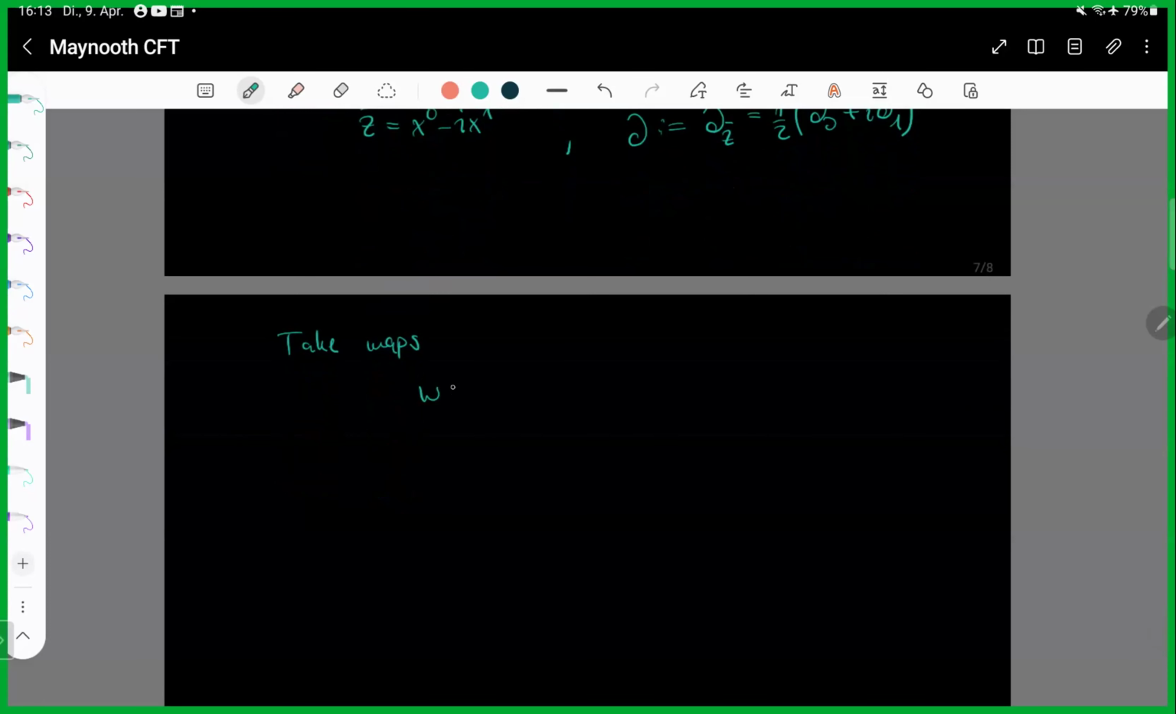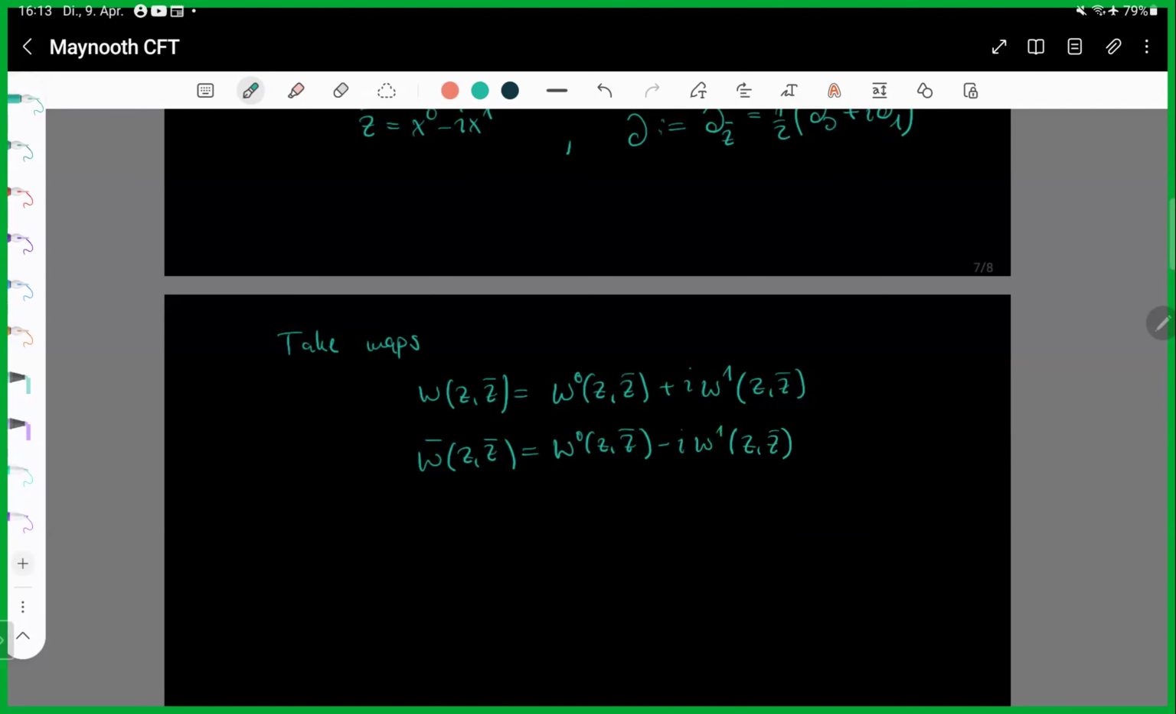Anyway, we're going to take a map on the complex plane, which we can decode into reals, meaning that it has a real part and an imaginary part, which I'm just going to write as W0 and W1, just as we did for the coordinates. And then there's also going to be its complex conjugate, where the functions W0 and W1 are real.